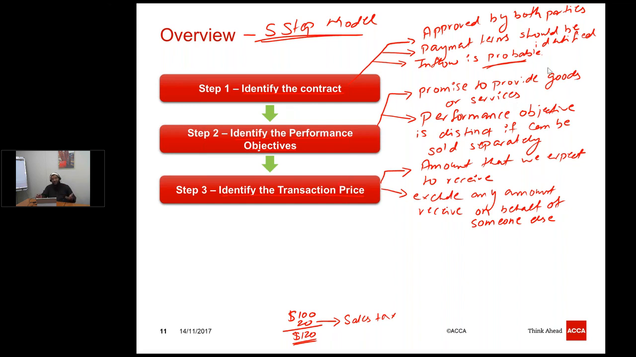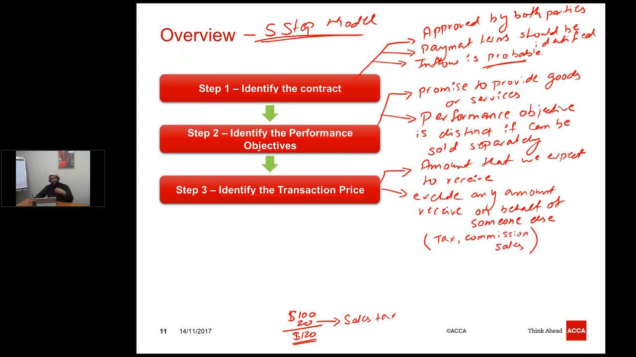So yes, the answer is 100, because the amount of 20, I have received on behalf of the tax authorities. That is not my amount. I have received this from the customer on behalf of the tax authorities. So that is not a part of the transaction price. Similarly, if I write down the examples in the bracket, tax is one of the examples. And the second example is actually commission sales.